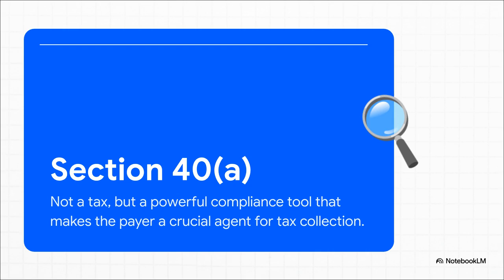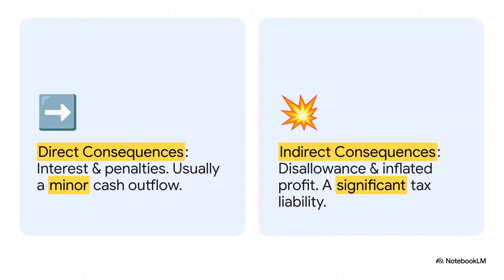The government has essentially deputized every business owner, making you a critical agent in their tax collection process. And the threat of disallowance? That's the big stick they use to make sure you do your part. And this slide really highlights the critical distinction you need to make. The direct consequences of a TDS mistake, a little bit of interest, maybe a penalty, they're annoying, but they're usually manageable. It's a minor cash outflow.